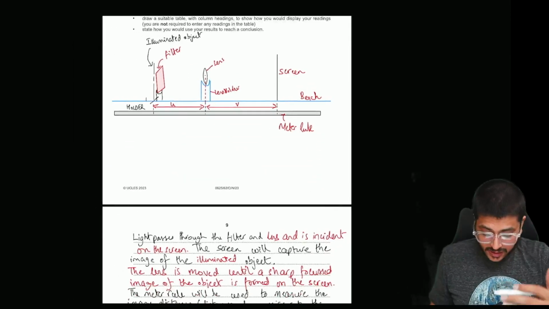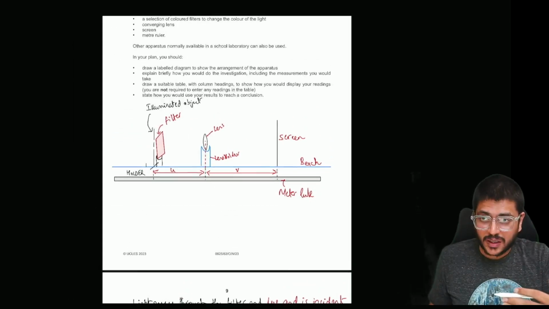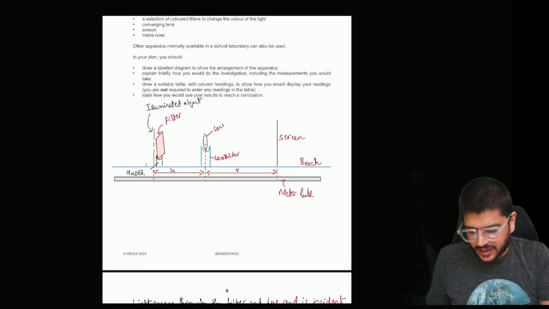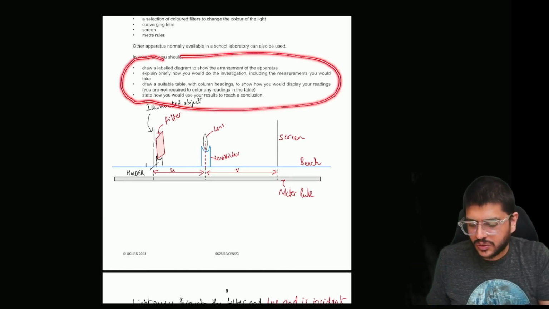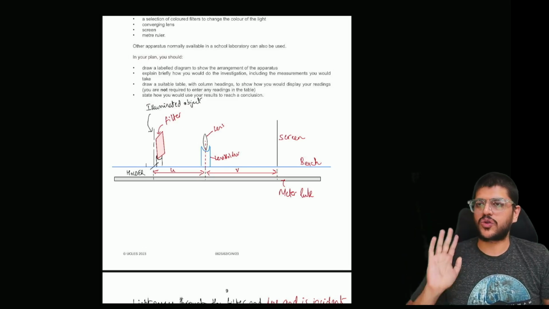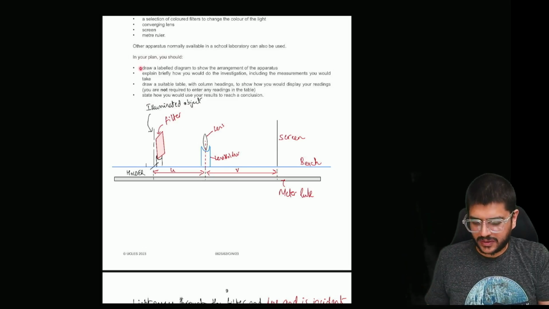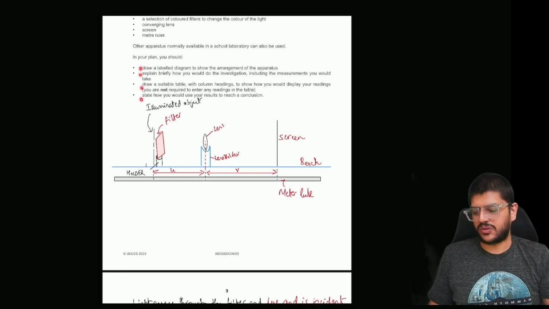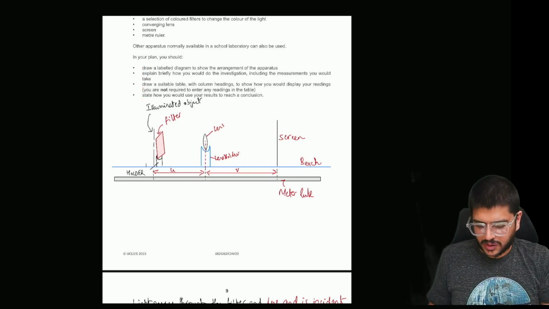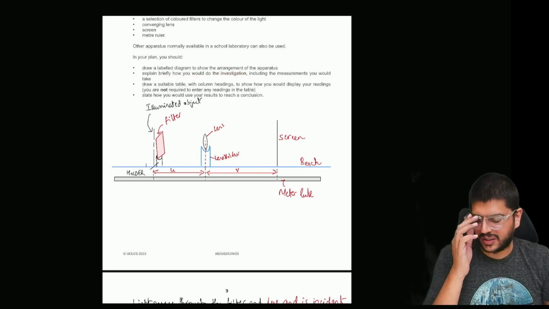So the answer is literally the same, but the order has changed because of the way they're asking you. That's exactly how you're supposed to answer. Start with this, then go to this, then this, then this. So I'm starting with: explain briefly how you would do the investigation.